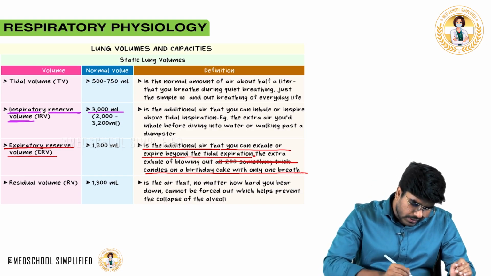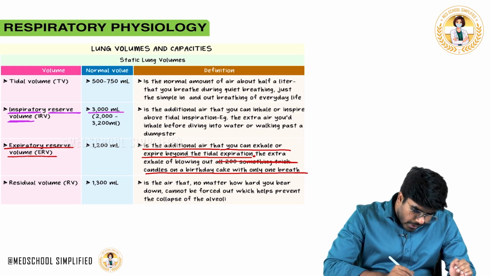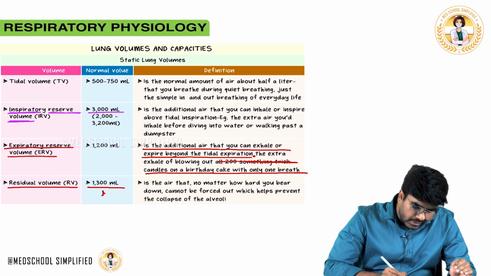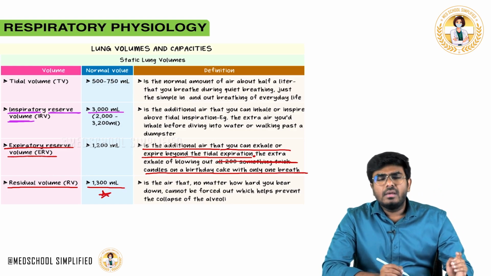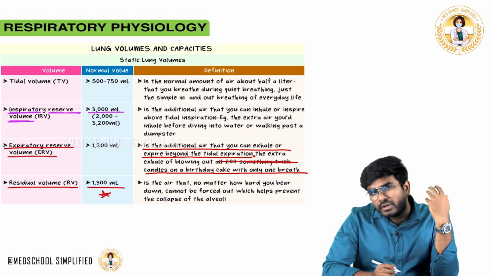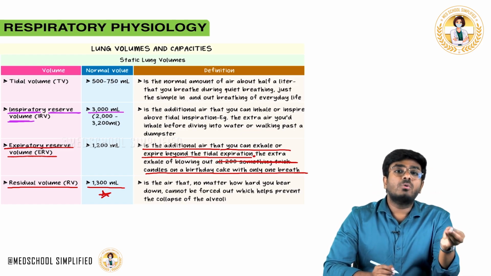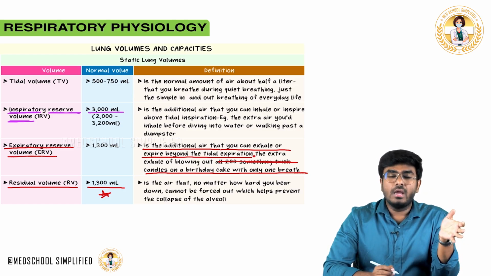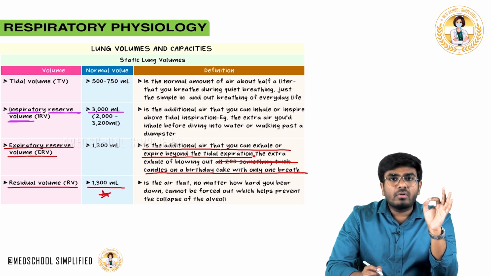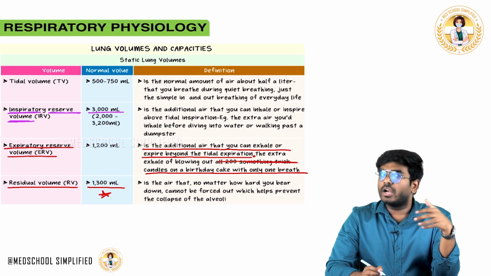Now let's talk about the residual volume. So what exactly is this residual volume, sir? Residual volume, the value is somewhere around 1300 ml. Residual volume means whatever effort you put in, you cannot take out a certain amount of air out of your lungs. All the time, a certain amount of air is present inside the lungs. Whatever you do, you cannot take it out.